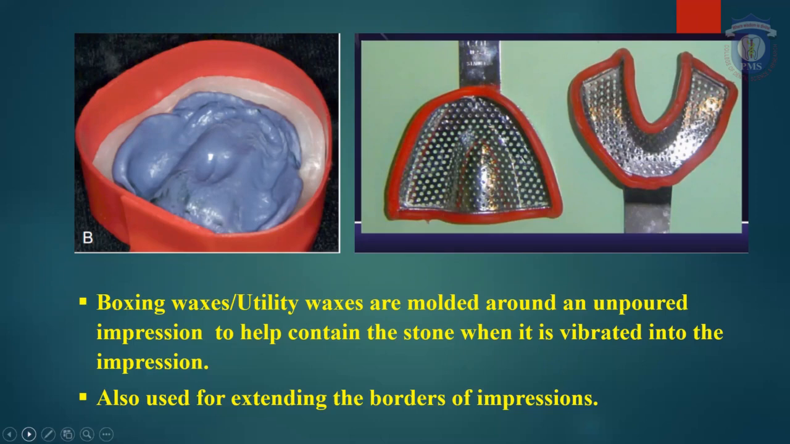Okay. And then we also have utility waxes or periphery waxes that can be used in combination with boxing waxes. They also have a tacky consistency, so they can be used for extending the borders of an impression, and they can also be used to line the borders of the impression tray so that we can make them less irritating to the oral mucosa of the patient. Okay, so such auxiliary waxes are used for auxiliary applications.